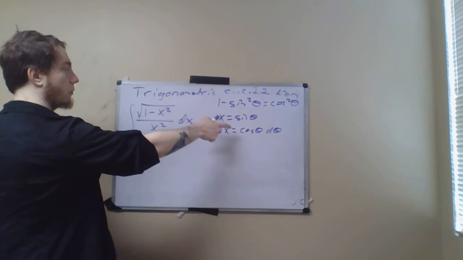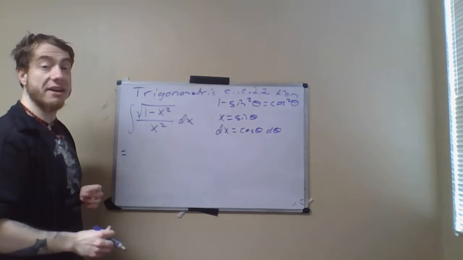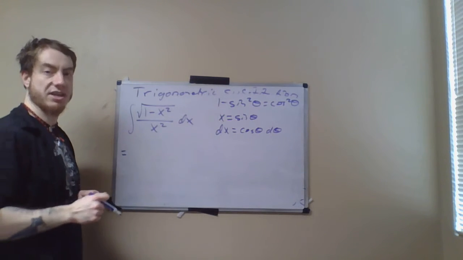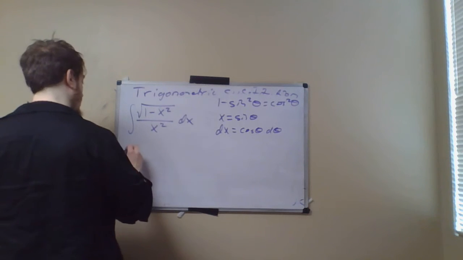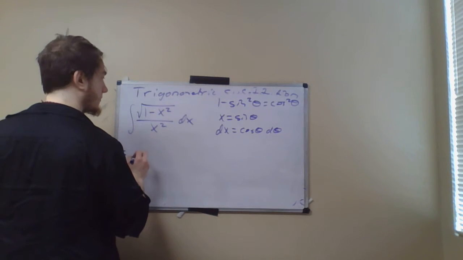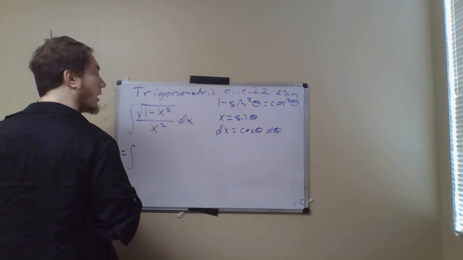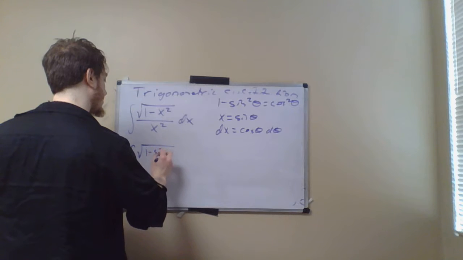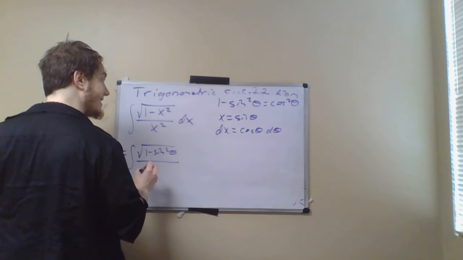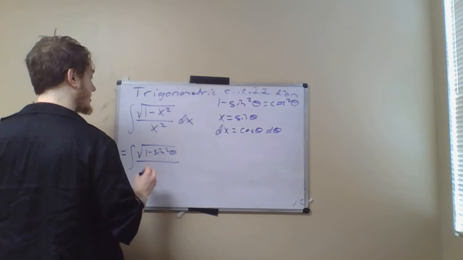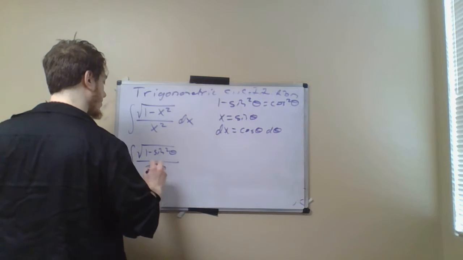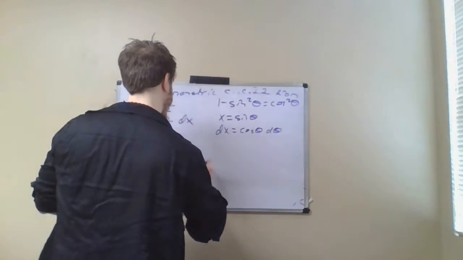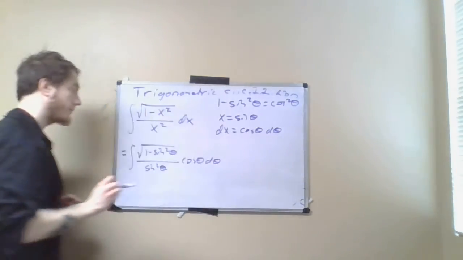So now what I'm going to do is see what happens when I rewrite this original integral in terms of this new variable theta, but in particular, that means I'm going to rewrite everything in terms of trig functions of this new variable. So I'm going to have the integral of, let's see, the square root of 1 minus sine squared theta. That's kind of the whole reason I did this. And then in the denominator, I will have sine squared theta. And then dx is cosine theta d theta.